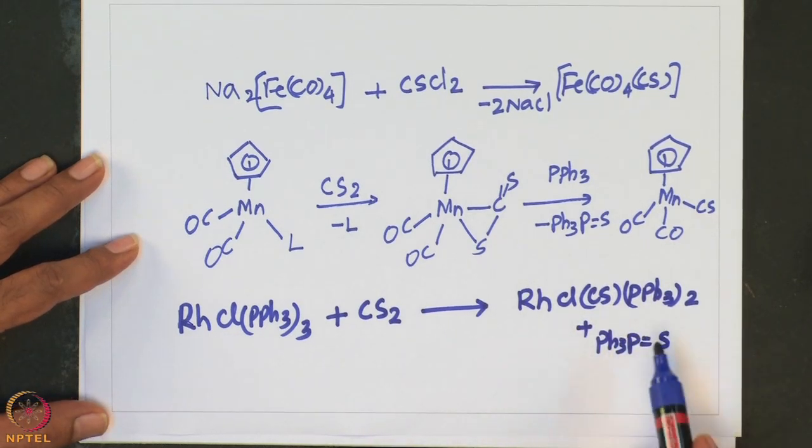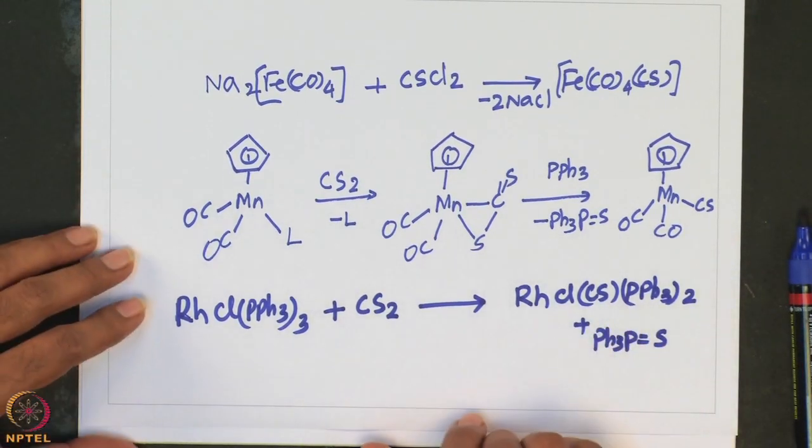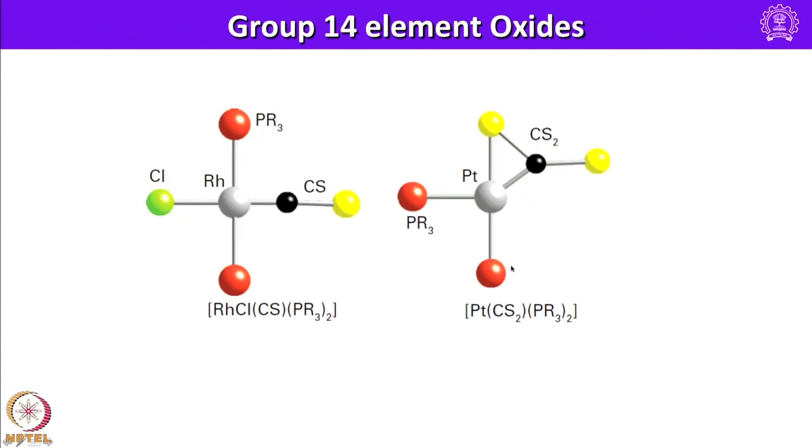this one. So, this is another method of preparing CS bound metal complexes, and you can see here many such compounds are known. Okay, that means there is scope for preparation of thiocarbonyl complexes, although it is very difficult to isolate CS. And this is the structure of the compound I just wrote here.